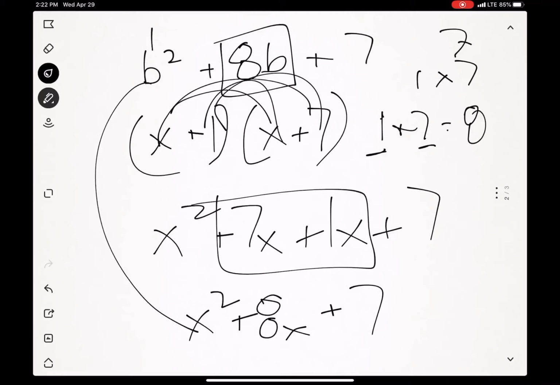It goes back to the beginning. Oh, sorry, I was using the x variable, but it is b as the variable. It doesn't really matter what you put there. I could put smiley faces for all we care. Smiley face squared, 8 smiley face plus 7. Like I said, it doesn't really matter.